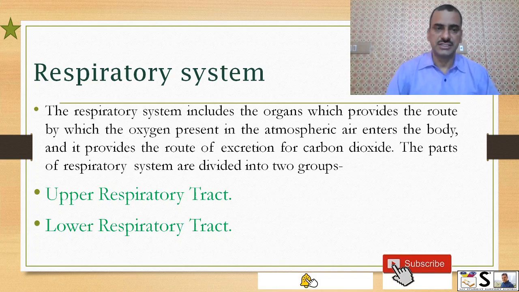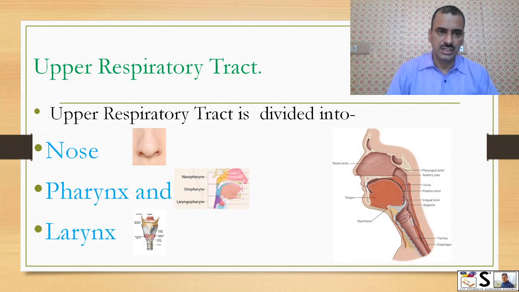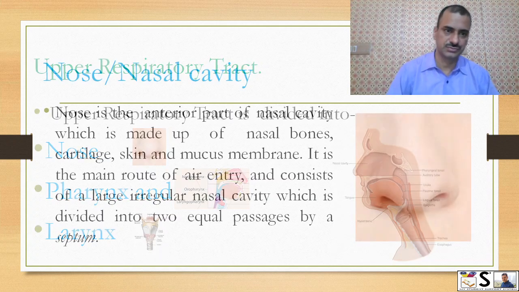Upper respiratory tract. The upper respiratory tract includes three main organs. These are the nose, pharynx, and larynx. We will discuss these one by one.